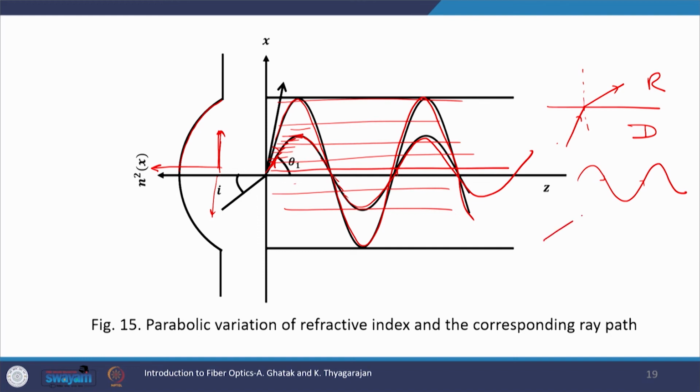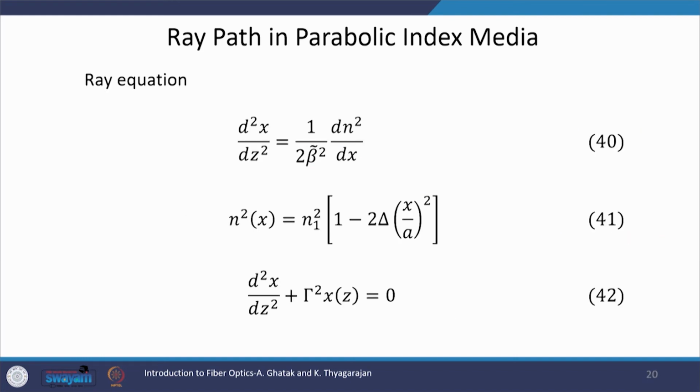Now, instead of having this type of ray path, we are having this continuous type variation. Now, we can derive the equation for ray path from the ray equation which we studied in the geometrical optics section of the course. In initial few lectures, we derived a ray equation, and we will now use that ray equation to derive the equation for ray path in this graded index optical fiber.